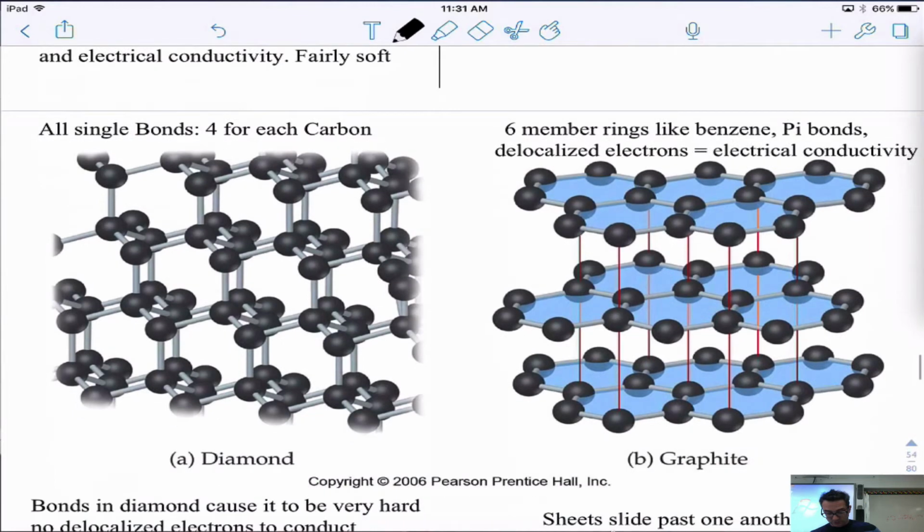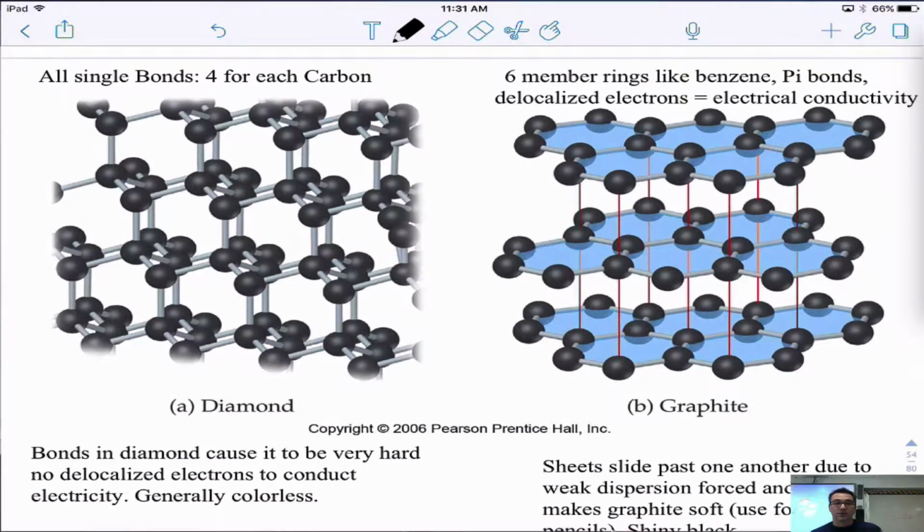Here are two common covalent network solids that you should know a lot about. One of them is diamond, on the left here. In diamond, if I highlight the carbons in pink, all of the carbons are bound together in a tetrahedron. This makes diamond extremely hard, and it also has a very high melting point. Since there are no delocalized electrons or ions in diamond, there will be no conductivity in diamond.